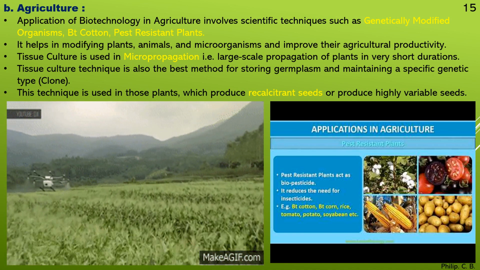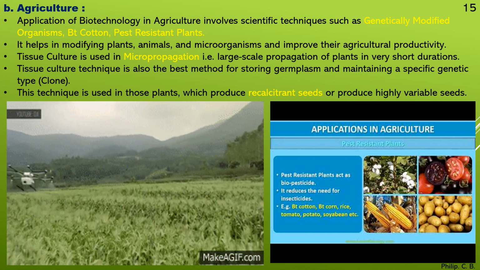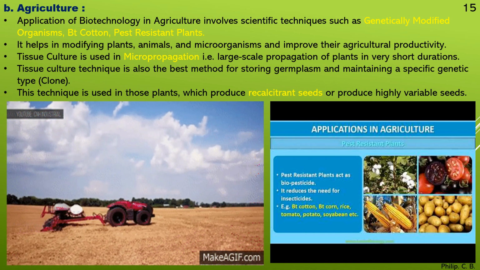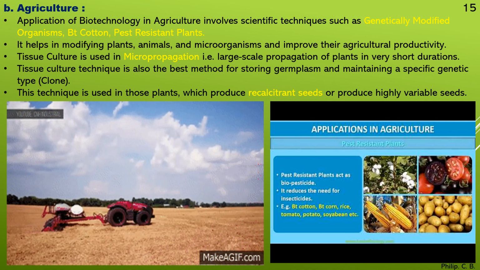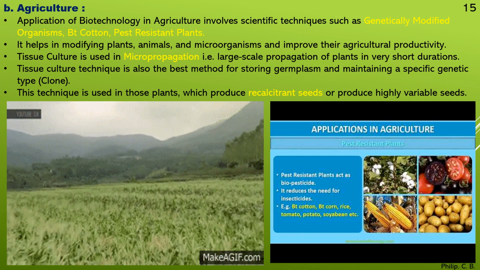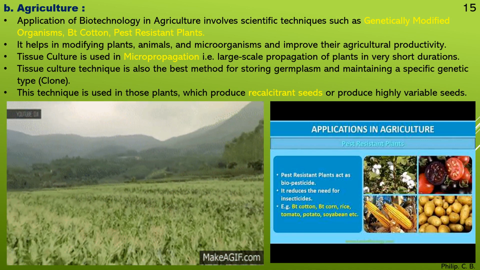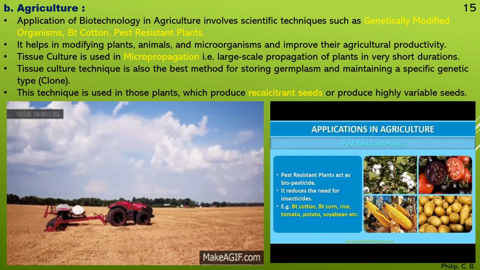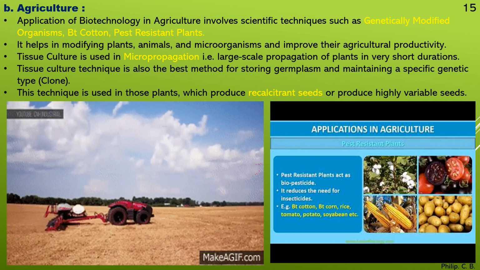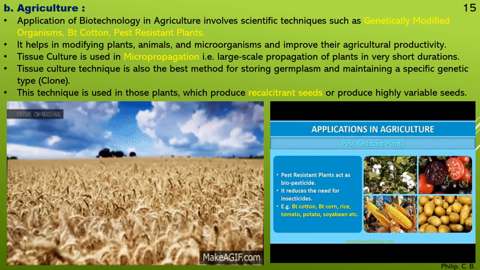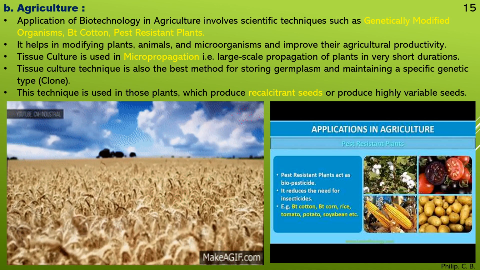Applications in agriculture: pest resistant plants act as biopesticide, it reduces the need for insecticide. Example: Bt cotton, Bt corn, rice, tomato, potato, soybean, etc. So that is another image. Coming to the points, application of biotechnology in agriculture involves scientific techniques such as genetically modified organisms, Bt cotton, pest resistant plants. It helps in modifying plants, animals, and microorganisms and improves their agricultural productivity.